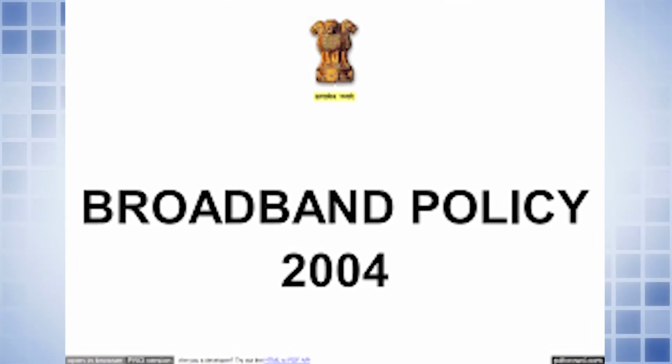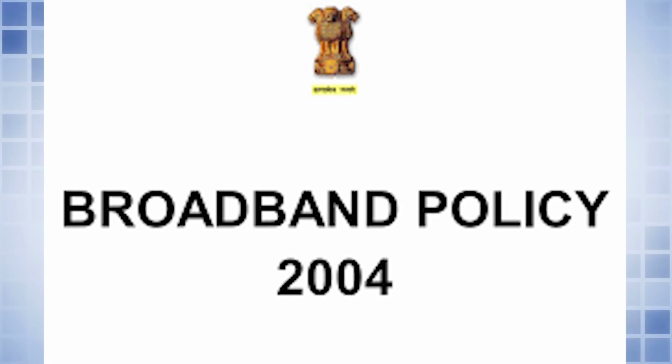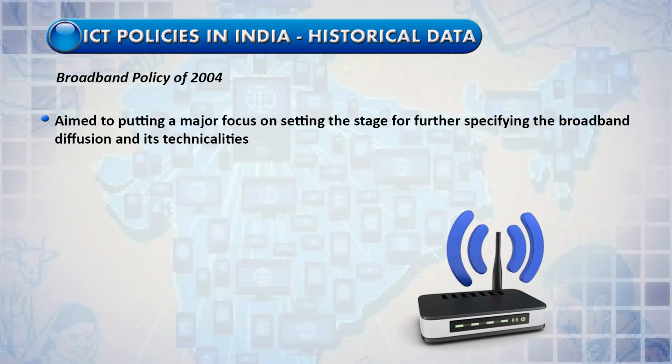Then in 2004 came the broadband policy. In 1994, it introduced the private sector. In 1999, it added extra strength for infrastructure development. Then came the broadband policy of 2004. This policy aimed at putting a major focus on setting the stage for further penetration of broadband diffusion and its technology in various segments of society.